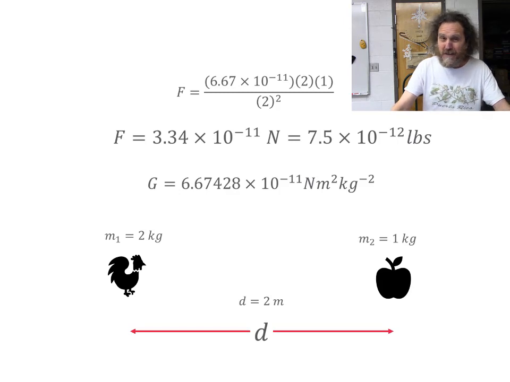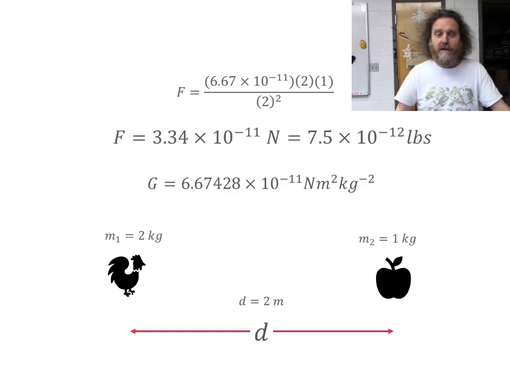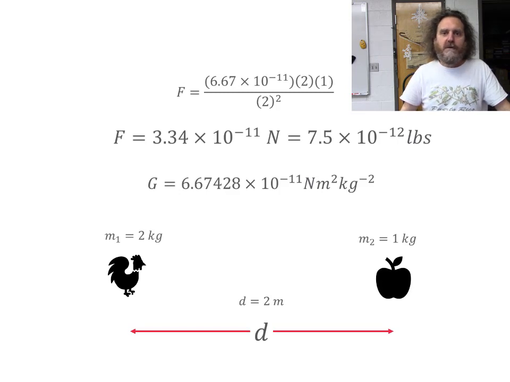So that's a really tiny force, right? That is why you don't normally notice the gravitational attractive force between chickens and apples, because it's really tiny. I mean, even large objects like 2 cars next to each other in a parking lot, if you calculate that force, it's probably way too small to measure.